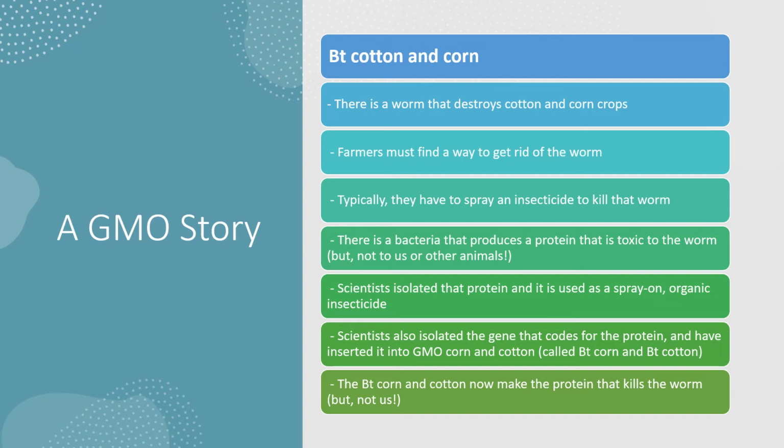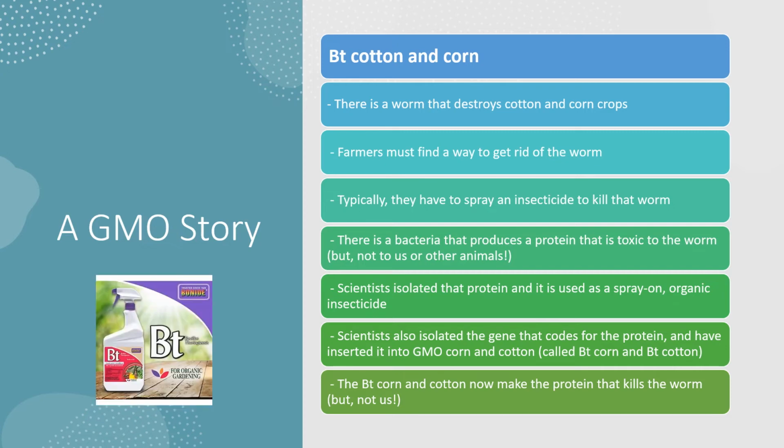So scientists with GMO technology have been able to find the gene that tells that bacteria to release that protein. They inserted that gene into the DNA of cotton and also corn. And now what we have are crops of cotton that emit this protein and crops of corn that emit this protein. The crops protect themselves from the worm. And so instead of having to spray the fields with insecticides, the plant itself protects itself.